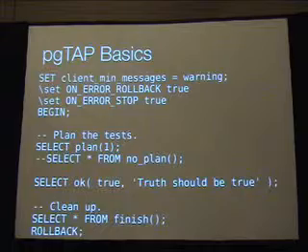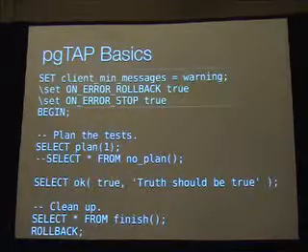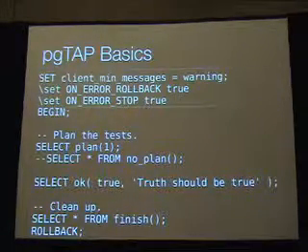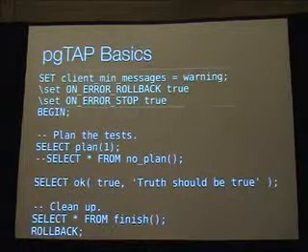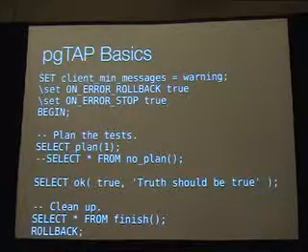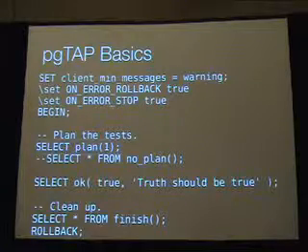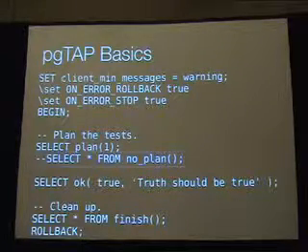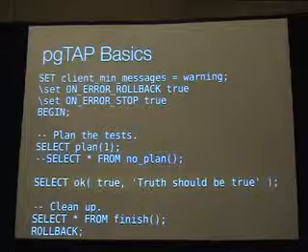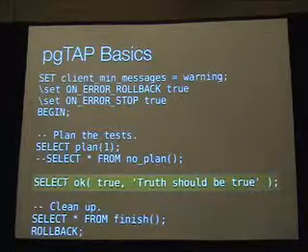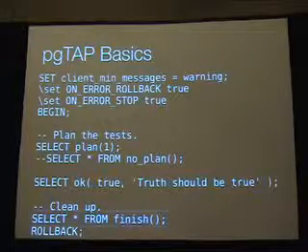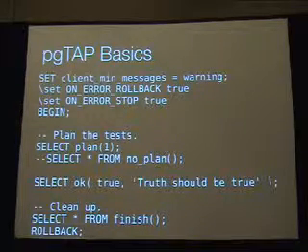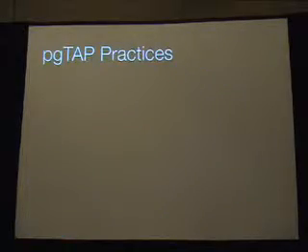So here's some basics. First, we have this stuff to keep the tests quiet, to keep PSQL from emitting a bunch of extra stuff. Then begin a transaction. I run the plan. You can also have no plan if you're not sure how many tests you're going to run. Then you run your test using the functions I just showed you, and finish your test, tell it you're finished, and then roll back a transaction. Voila, you have unit testing in the database.